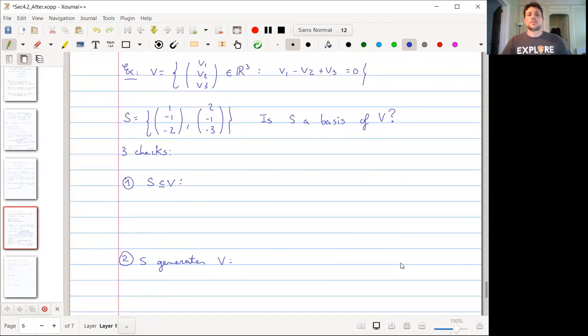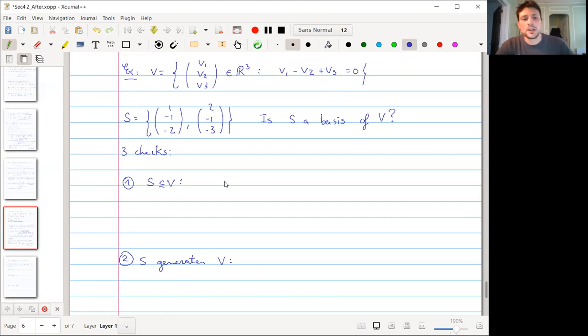Let's conclude with one last example. Here's a set V, a subspace of R3, defined by this condition on its entries, v1 minus v2 plus v3 is equal to 0. And here's a set of two vectors. Let's check that S is a basis for the space V.